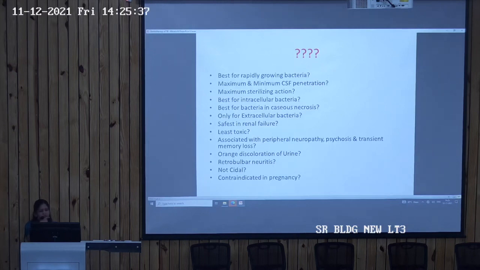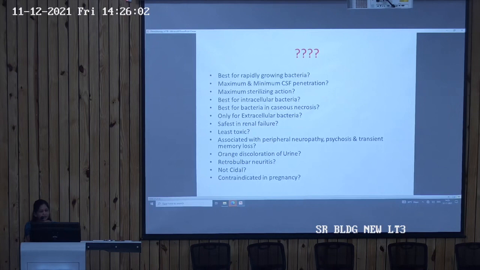Maximum and minimum CSF penetration: maximum is isoniazid and minimum is streptomycin. Maximum sterilizing action, pyrazinamide. Best for intracellular bacteria. Best for bacteria in caseous necrosis, rifampicin. Spurters are there in the caseous area.